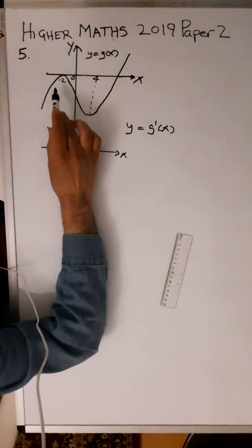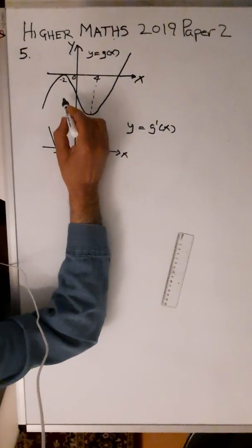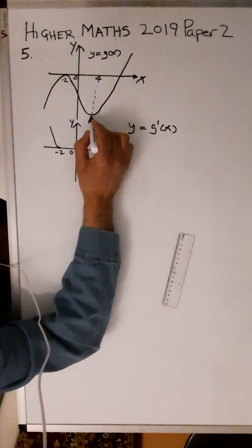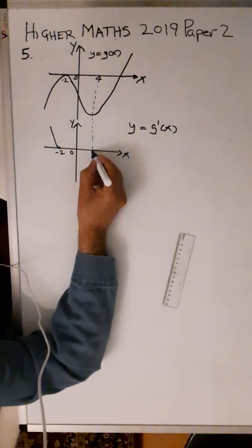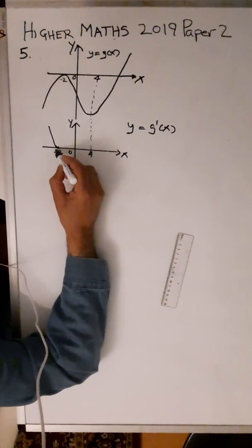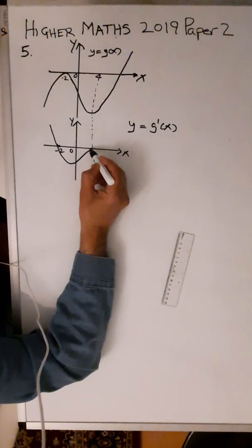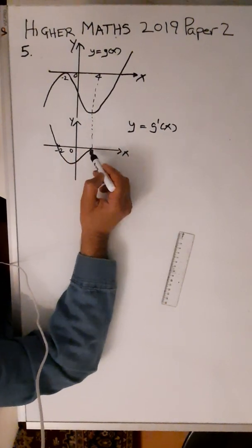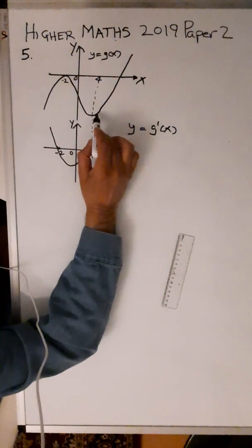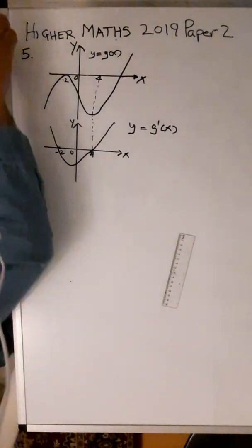At minus 2, the gradient is 0, so this comes to 0 here. Then after that, the gradient becomes negative, and it is negative until it reaches x equals 4, and then it becomes 0 here. The gradient is negative, so it goes like that. At x equals 4, the gradient is 0, so that is 0 here. And then after x equals 4, it's positive, so that goes back up again here. So that's your gradient curve.